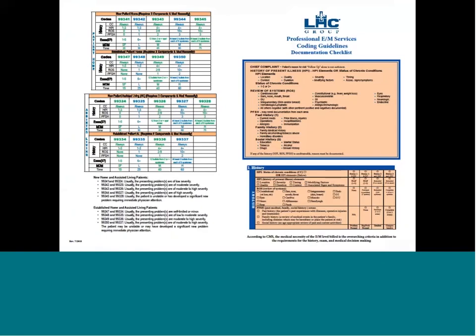And then these are the coding cards that we set up for everyone. And again, for these coding cards, I'm going to concentrate on your established. The one side has your home visits, your new patient home, and this is the majority of what you provide. These are your established patients for home visits, and these are your established assisted living patients, the levels.